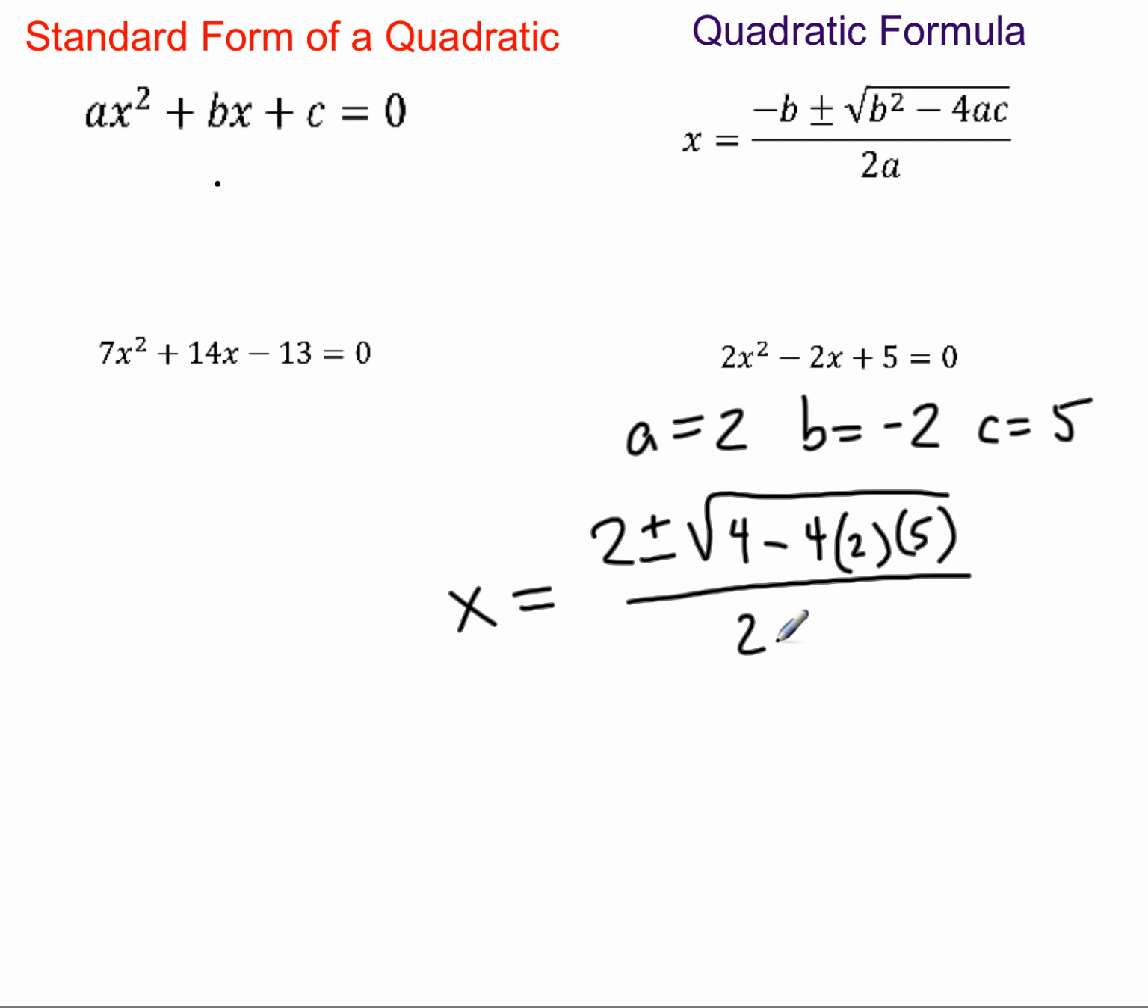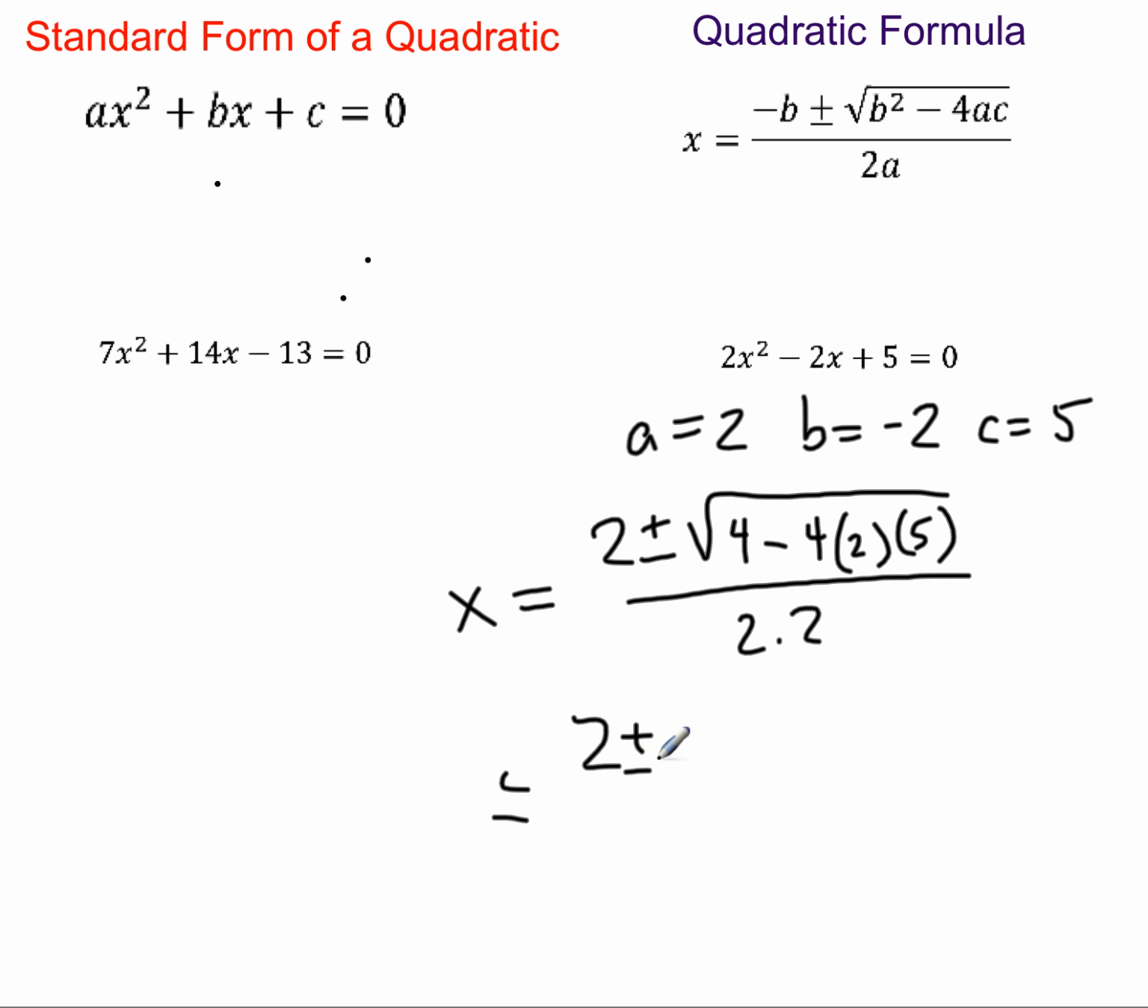all over 2a. Now notice how I did the b squared right away because that's easier. I'm trying to cut a few corners, not too many corners, but a few corners, to make this work better. Okay, here we go.